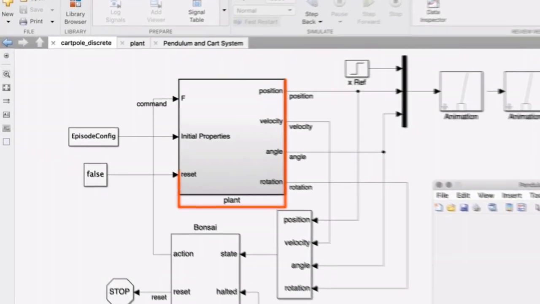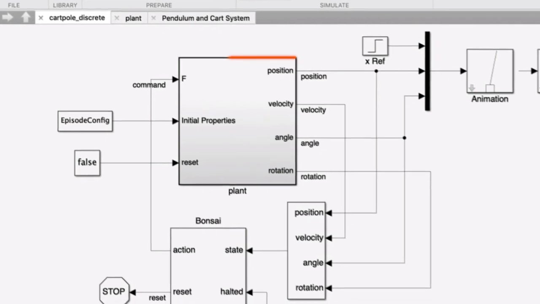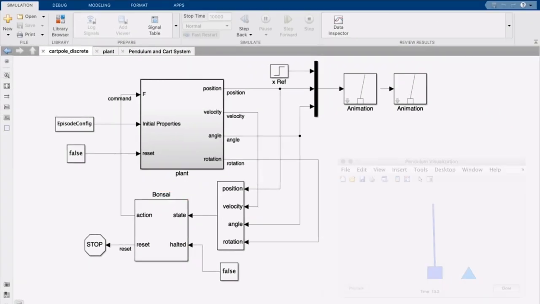We are modeling the plant, including all the mathematical equations that are representing the physical system of the model. And then we have developed a bonsai block, and the bonsai block itself is also in charge of managing the connection back into the service that we have built on the Azure cloud, that is the AI training and teaching service that takes over actions within the simulation model and receives state information back from the simulation model.